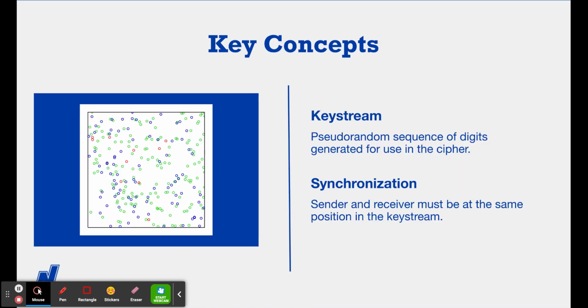Next, let's talk about the key concepts. In stream ciphers, the key stream is a pseudo-random sequence of digits generated for use in ciphers. This is important because the sender and the receiver must be at the same position in the key stream for a successful encryption and decryption.